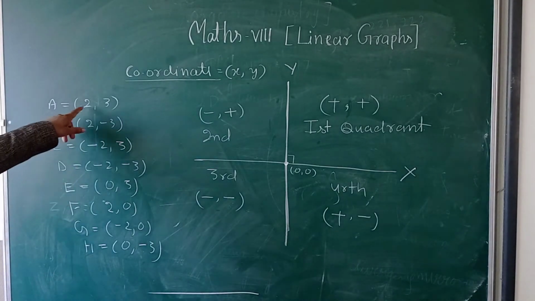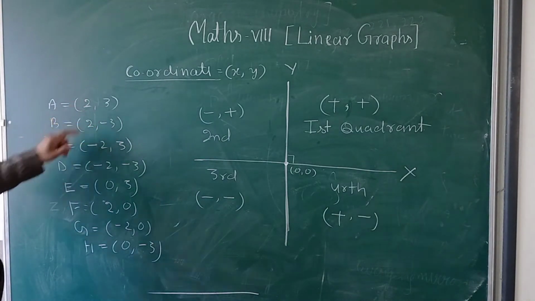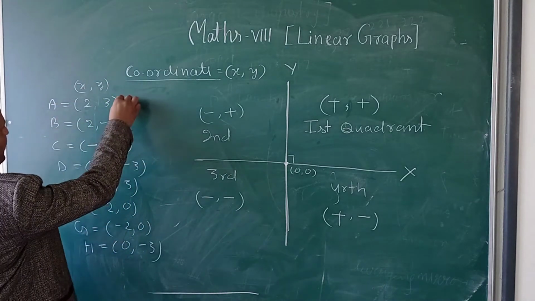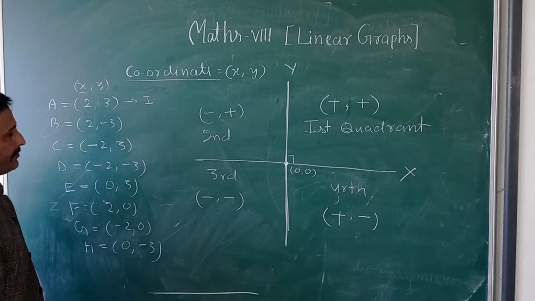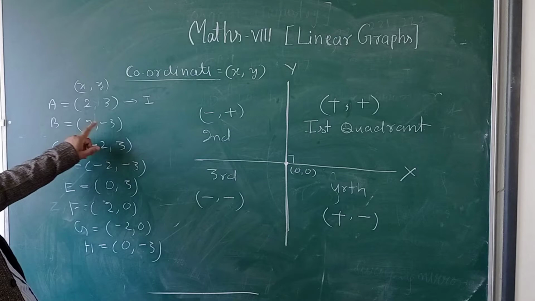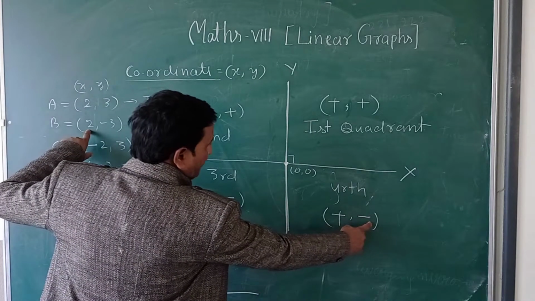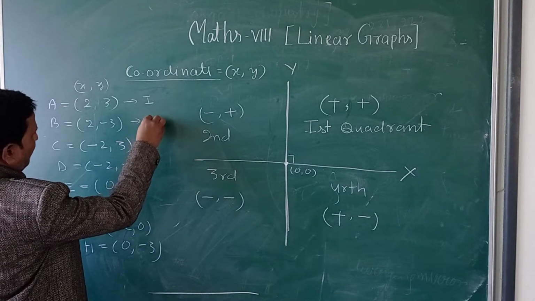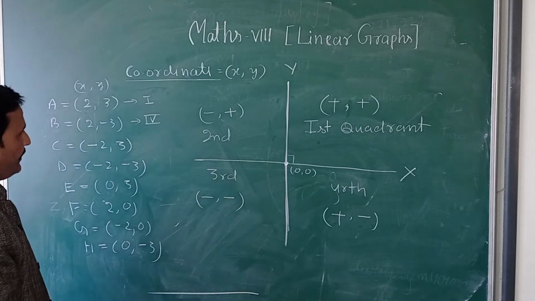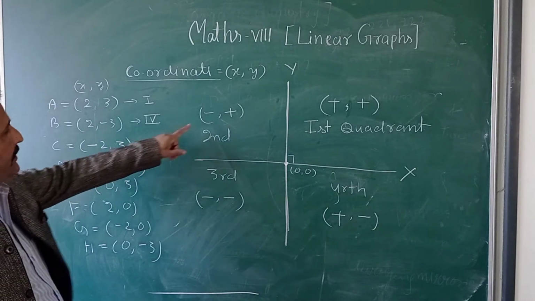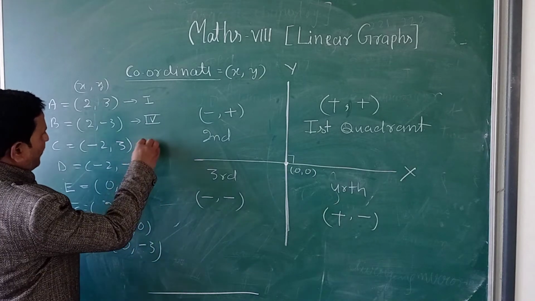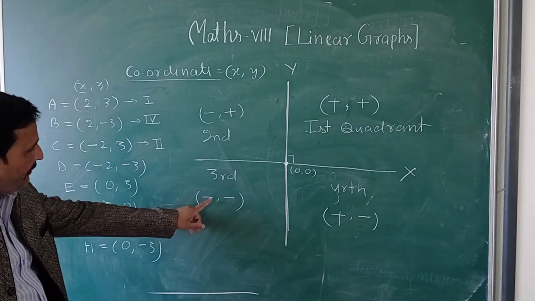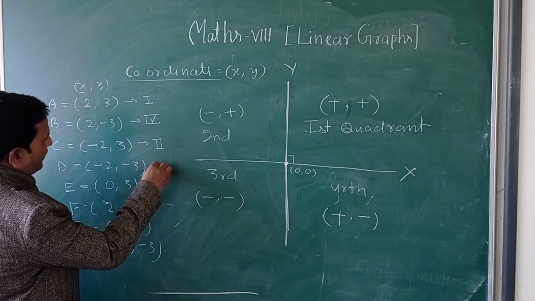See, plus plus: x value is plus and y value is plus. It means this belongs to the first quadrant. Plus minus: x value is plus and y value is minus. This belongs to the fourth quadrant. Minus plus: x value is minus and y value is plus. This belongs to the second quadrant. Minus minus: x value minus and y value minus. This belongs to the third quadrant.